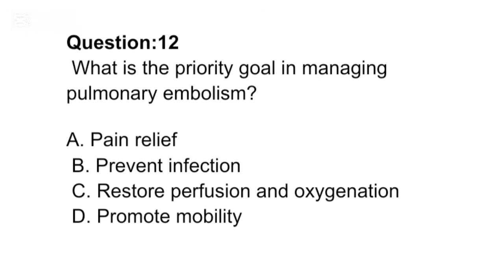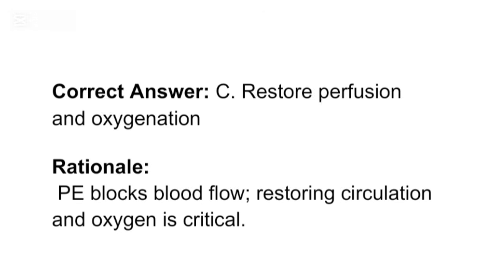Question 12. What is the priority goal in managing pulmonary embolism? A. Pain relief. B. Prevent infection. C. Restore perfusion and oxygenation. D. Promote mobility. Correct answer, C. Restore perfusion and oxygenation. Rationale. PE blocks blood flow, restoring circulation and oxygen is critical.